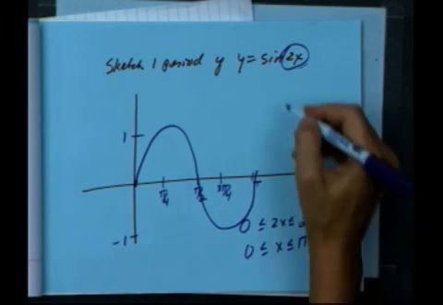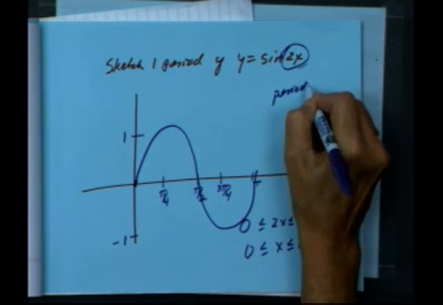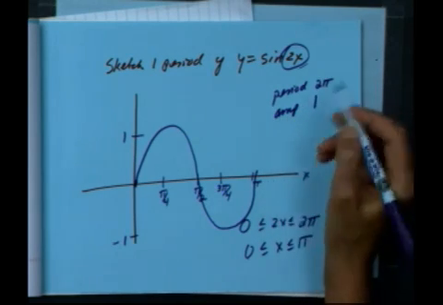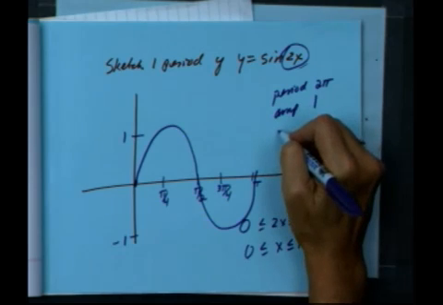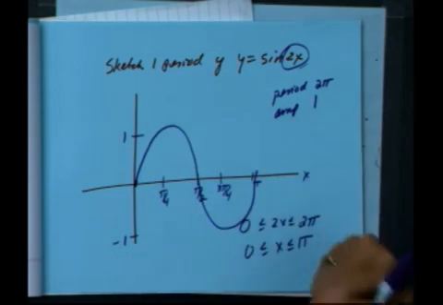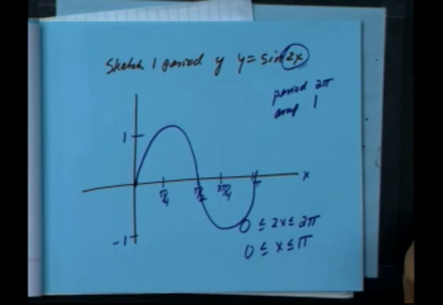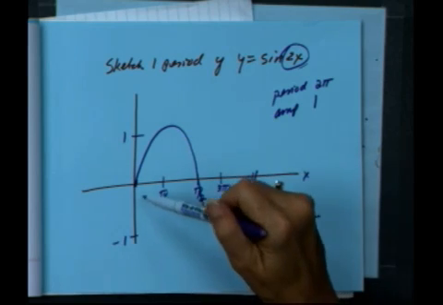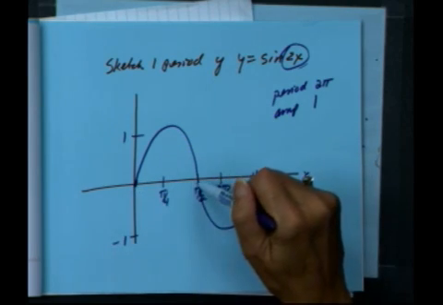The period is 2 pi. The amplitude is 1. The maximum value of this function is what? 1, and the minimum is -1. The zeros for this curve are 0, pi over 2, and pi.